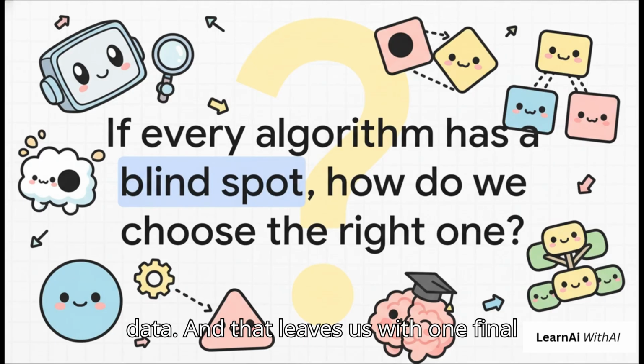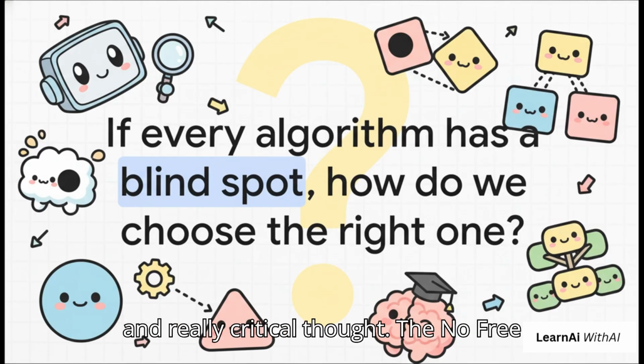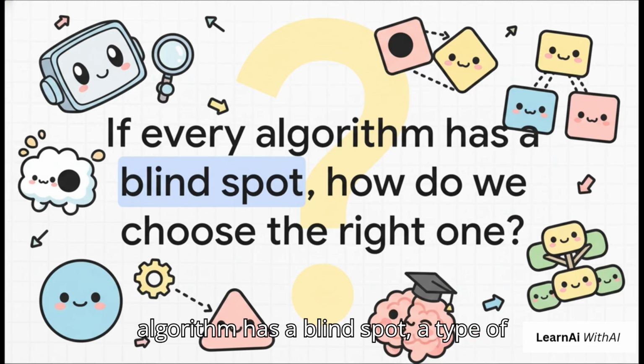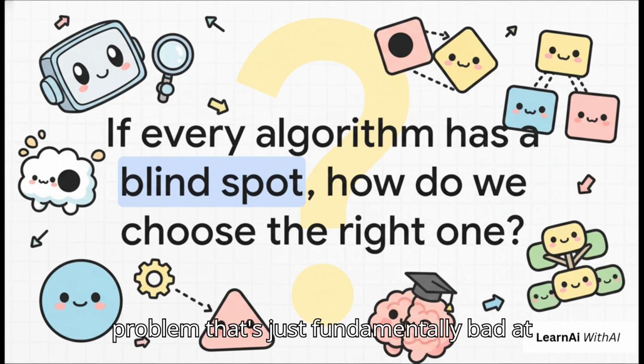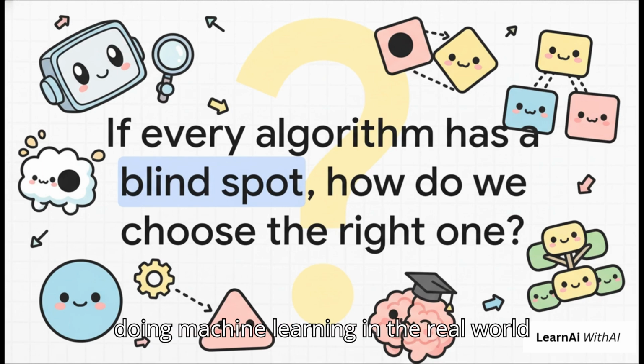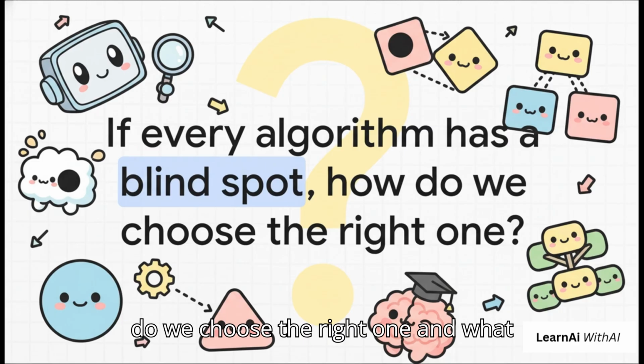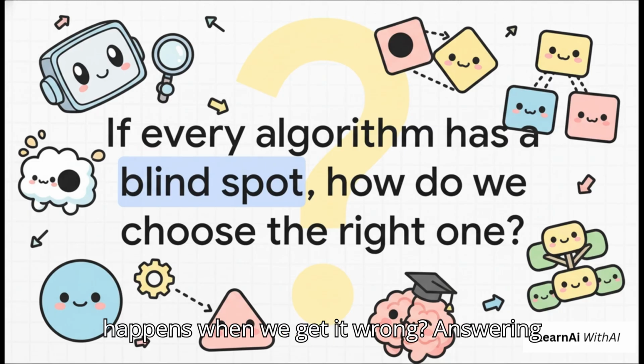And that leaves us with one final and really critical thought. The no free lunch theorem tells us that every single algorithm has a blind spot, a type of problem it's just fundamentally bad at solving. The entire art and science of doing machine learning in the real world then really just boils down to this. How do we choose the right one, and what happens when we get it wrong? Answering that is what it's all about.